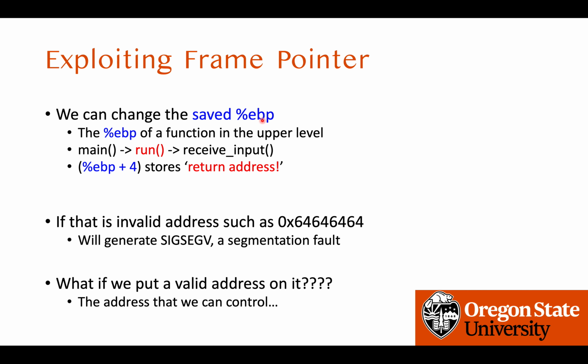And let's think about how we can exploit this case. So now we know that we can change the value of the saved EBP, which is the EBP of the upper level function. And then in the upper level function, the run function, the important thing here is that EBP plus 4 should always store the return address.